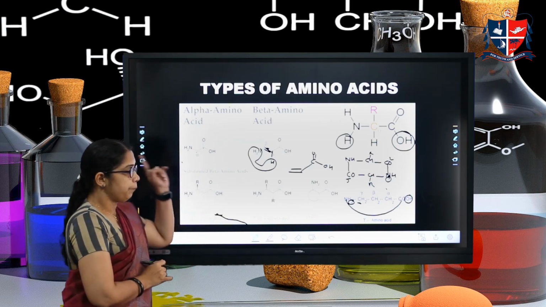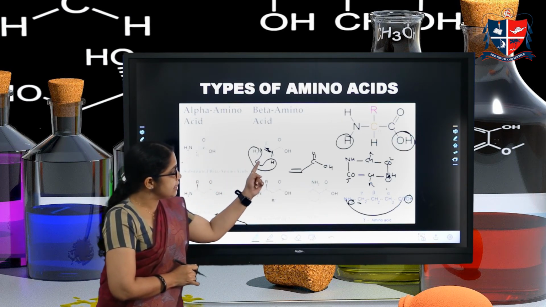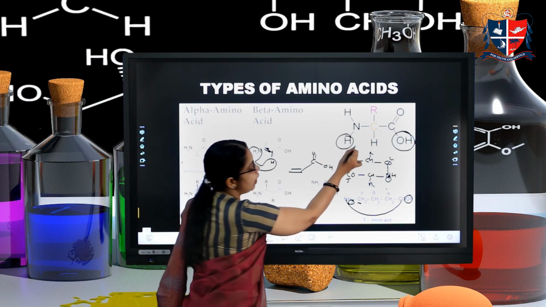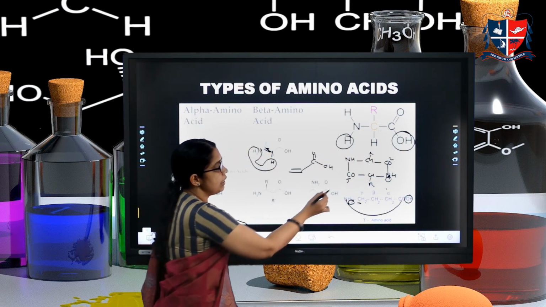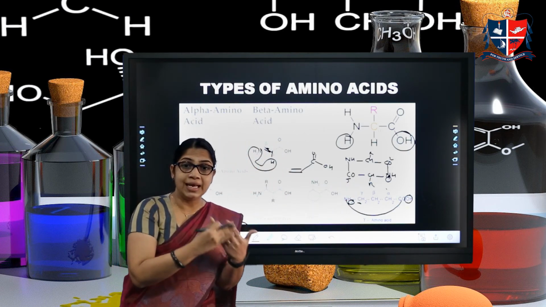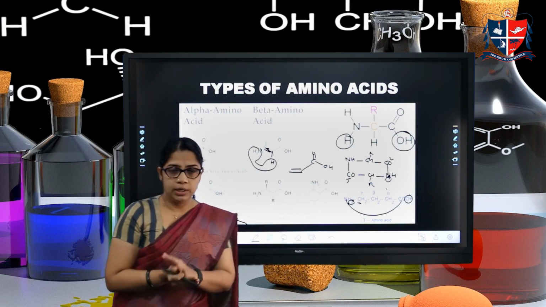So in the case of gamma amino acid, the product is a lactam. In the case of beta amino acid, the product is an alpha beta unsaturated acid. And in the case of alpha amino acid, the product is 2,5-diketopiperazine. So in this way, we can distinguish whether the given acid is alpha, beta or gamma.